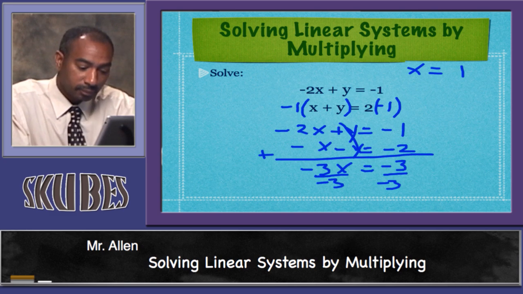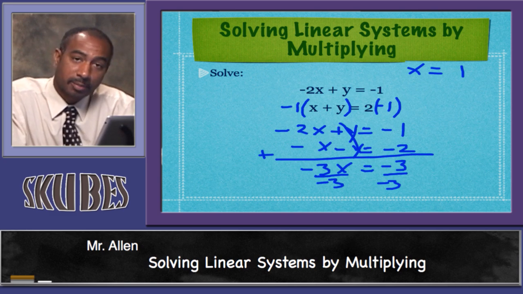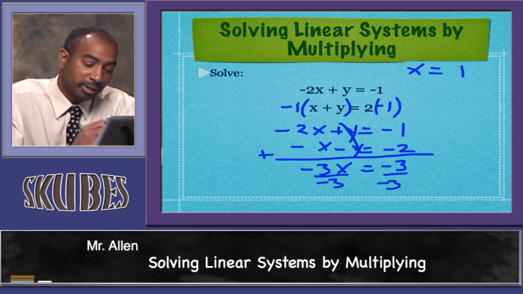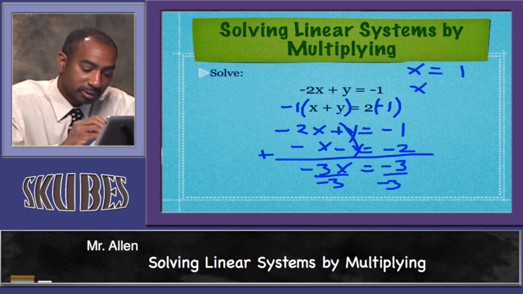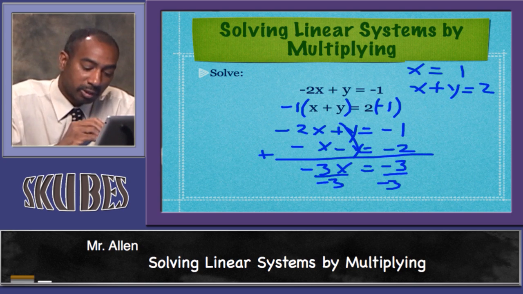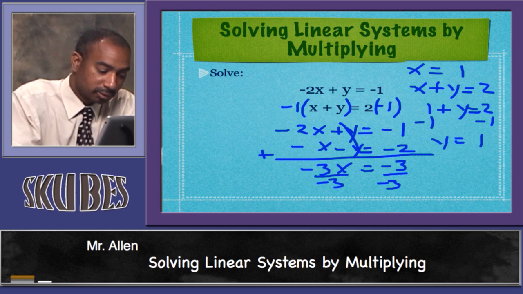Okay, so once you have that, you just simply substitute that into the top or bottom equation to get what y is. It'll be easier to substitute into x plus y equals 2, because that's the simpler equation. X is 1, I have 1 plus y equals 2. Subtract 1 from both sides, y has to also equal 1. So it intersects at the point 1, 1.